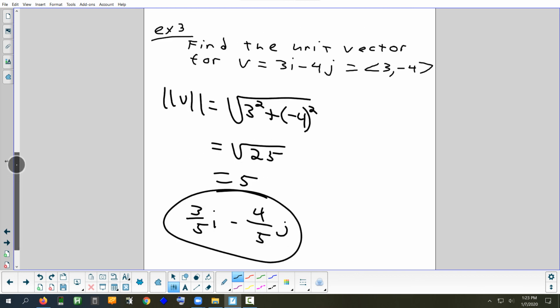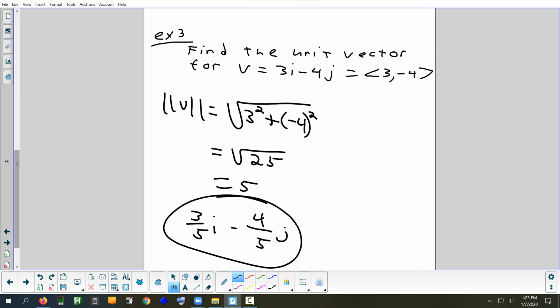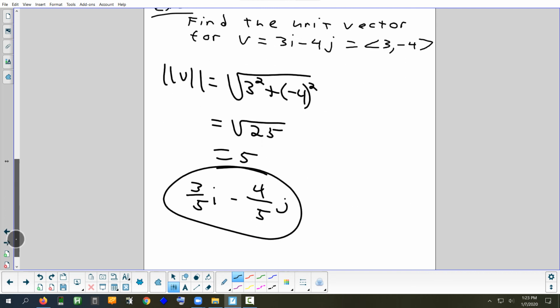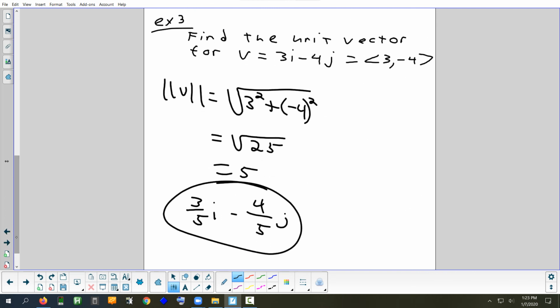Scaling something by 1 over 5 basically means just dividing each part of it by 5. That's all. So divide the horizontal by 5, 3/5. Divide the vertical by 5, negative 4/5. So you didn't alter the direction at all. It still points exactly the same way. It's just shorter than the original. It's basically like this picture right here. That's all we did. Okay. Any questions on that one?